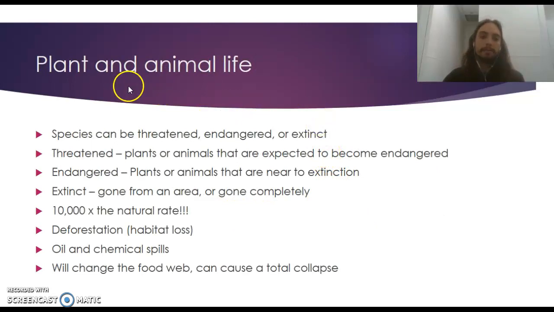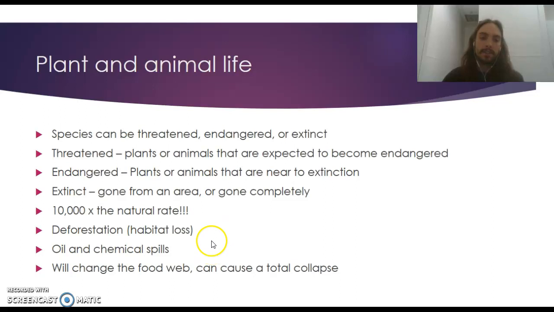So with plant and animal life, species can become threatened, endangered, or extinct. Threatened plants or animals are expected to become endangered. Endangered ones are plants and animals that are near extinction, and extinct ones are either gone from an area or gone completely. So there's a difference there, but in this world right now, we have 10,000 times the natural rate of extinction. So think about that. We're in a mass extinction event, and we're not doing a whole lot to change that.